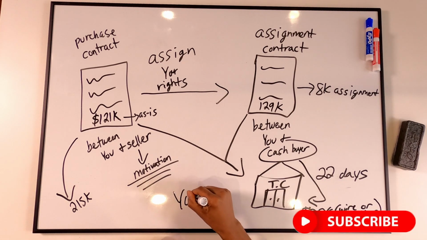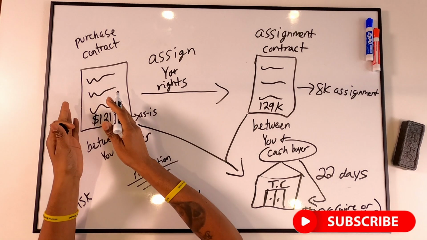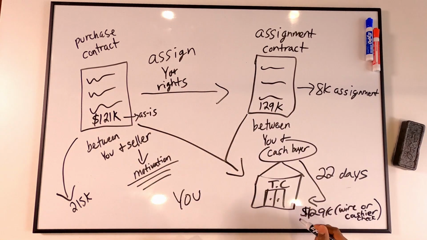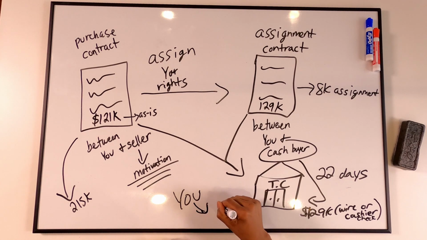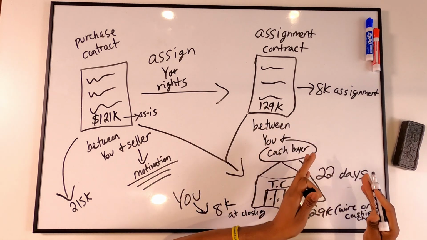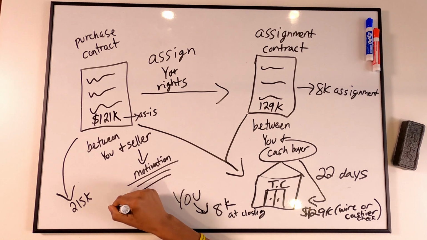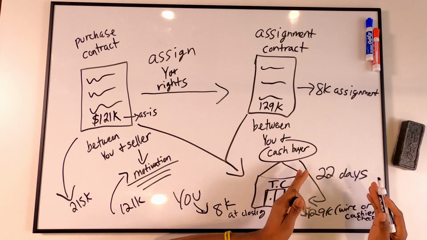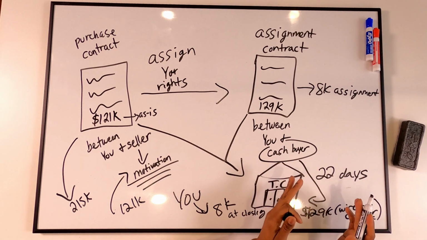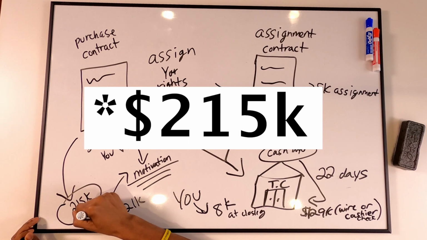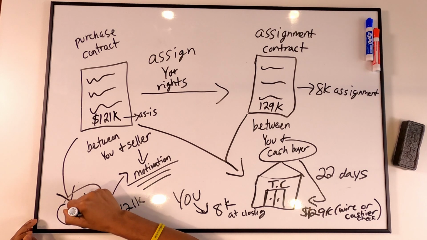Now, you're going to get the difference between the 121 and the 129. That's the 8K assignment, because you signed your contract. So you get 8K at closing. Your cash buyer brought that full $129,000, and then your seller gets that 121K. All right. Now your cash buyer is happy because they got a property for $129,000 that's worth 150K. This is what it's worth, or ARV.